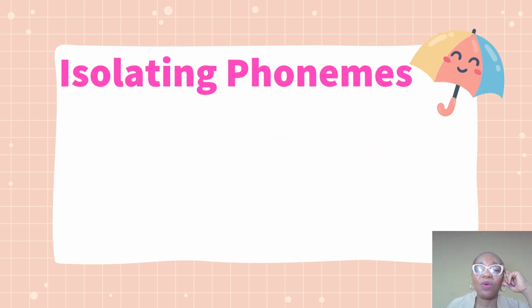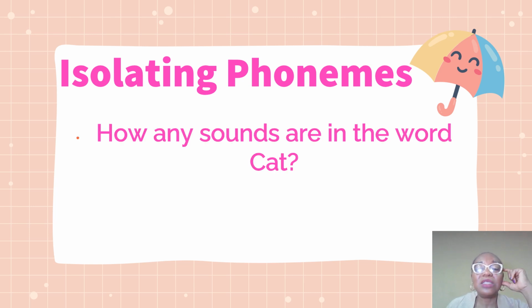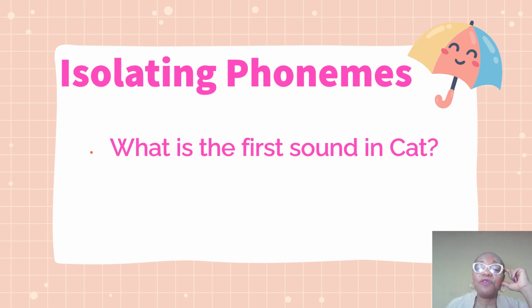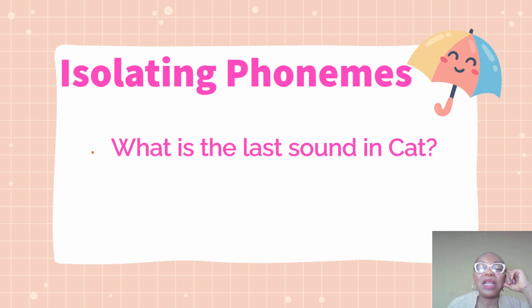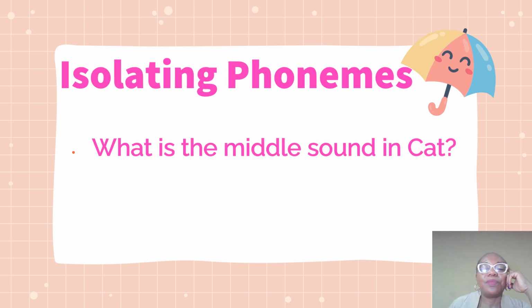So we want to practice that now. Looking at isolating phonemes. How many sounds are in the word cat? I asked this question before. There are three sounds in it. What is the first sound in the word cat? You ask your child that, and the child will think about it, and the child should give you the sound k. And then another question, what is the last sound in the word cat? And the child gives you t. What is the middle sound in the word cat? And the child should be able to give you a.